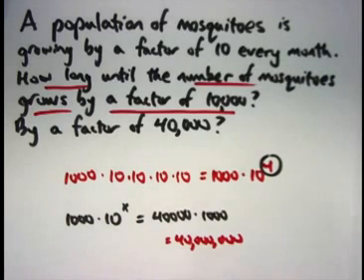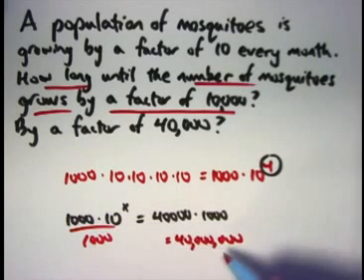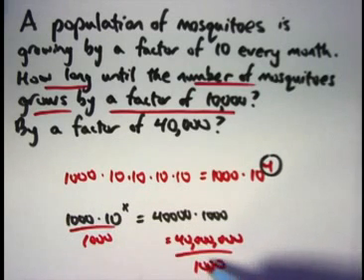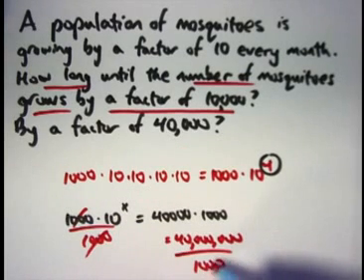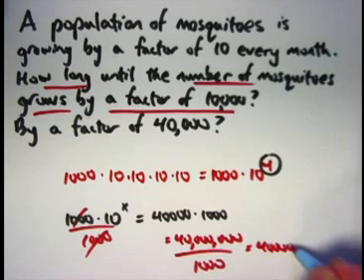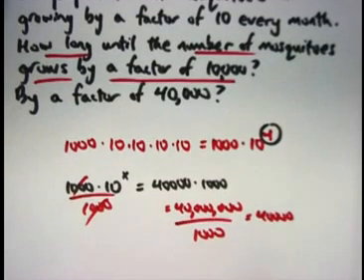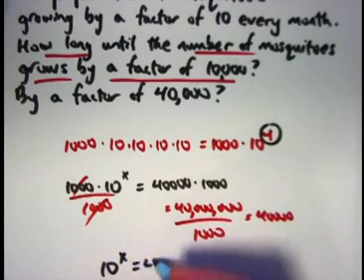Let's simplify this equation. I can divide out the 1,000. I can divide both sides by 1,000, leaving you with the 40,000 to begin with. What I'm really after here, and this emphasizes the fact that the starting population is irrelevant, is what exponent will make this true.